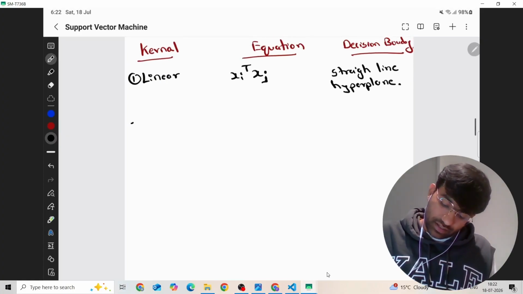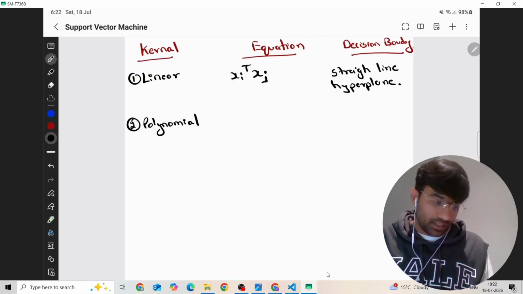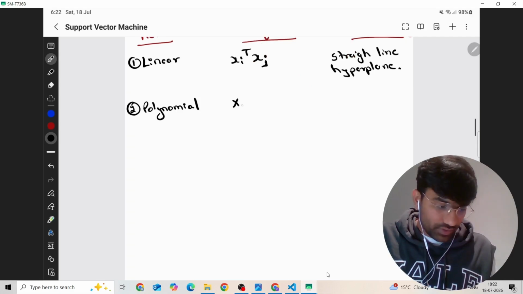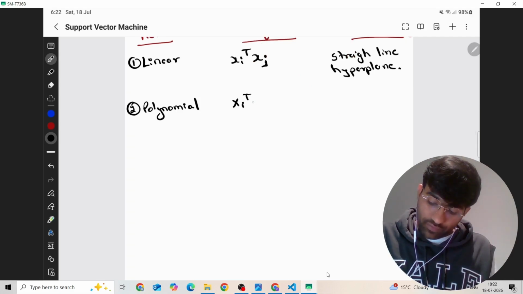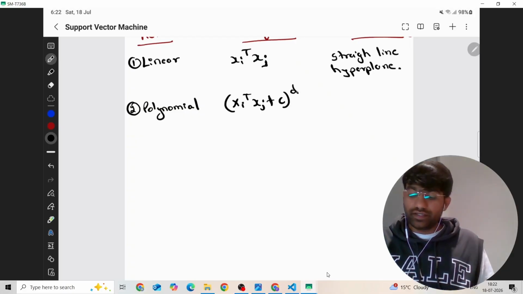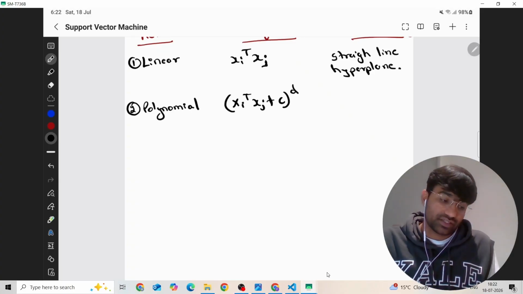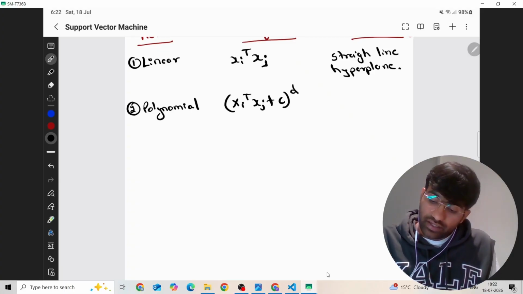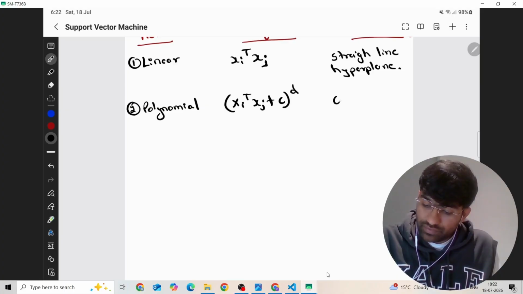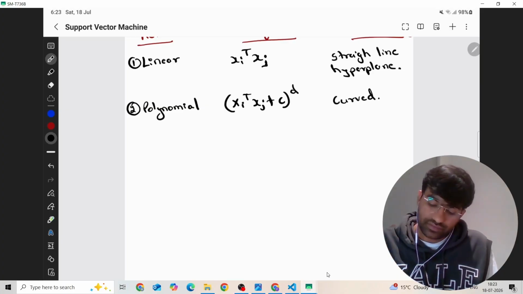And the second type of kernel is the polynomial kernel. The equation for the polynomial kernel is (xi transpose xj + c) to the power d. D is the degree of the polynomial: x square, x cube, x to the power 4. And how will the hyperplane be? It will be curved. The hyperplane will look like a curved hyperplane.